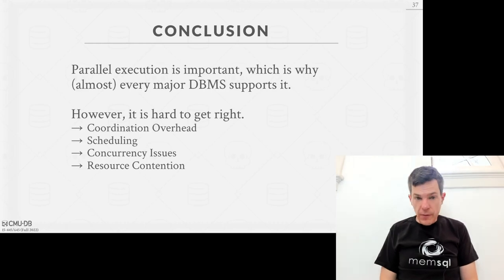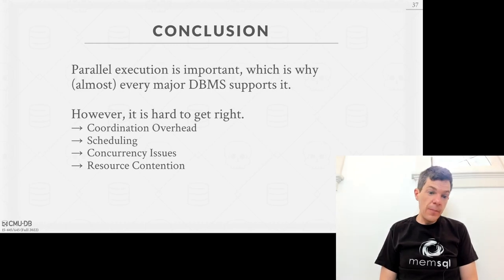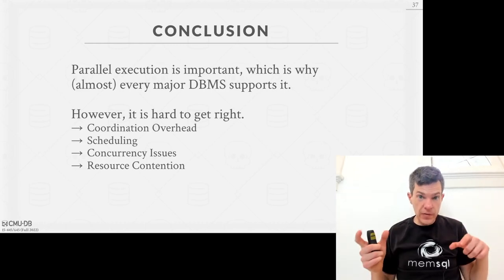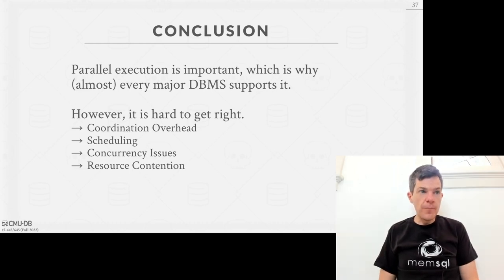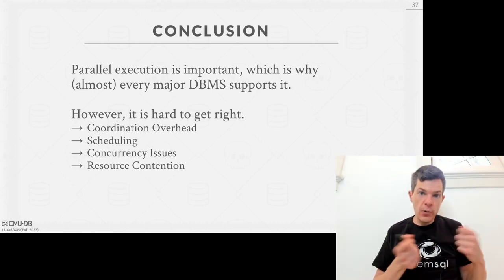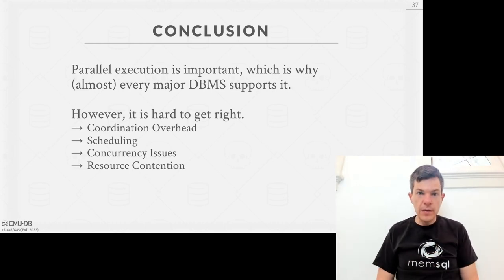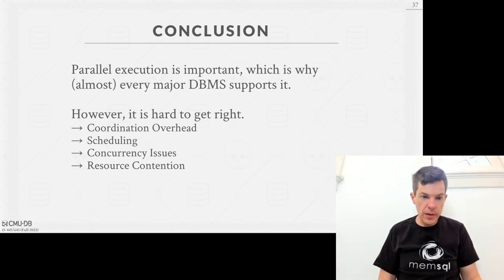All right, so that's everything I wanted to cover for parallel execution. As I said, multi-threaded, with one thread per worker, is the most common approach. And inter-query parallelism, meaning running multiple queries at the same time, is also the most common approach. The multi-threaded execution of a single query, so intra-query parallelism, is more common in OLAP systems because you want to scan a lot of data and do things in parallel.